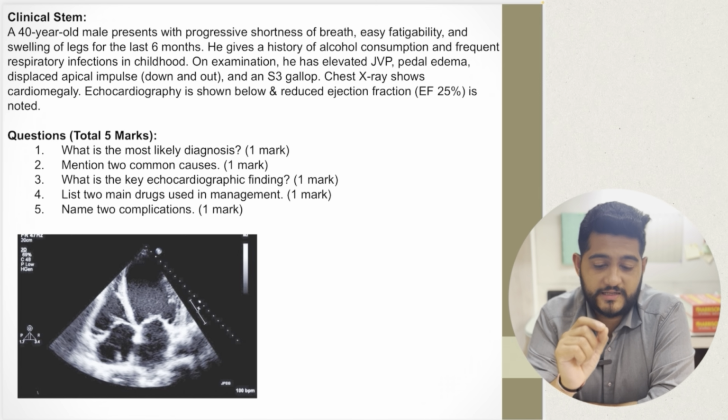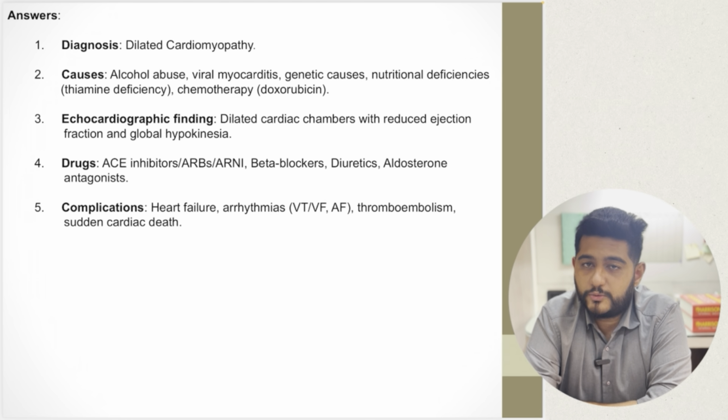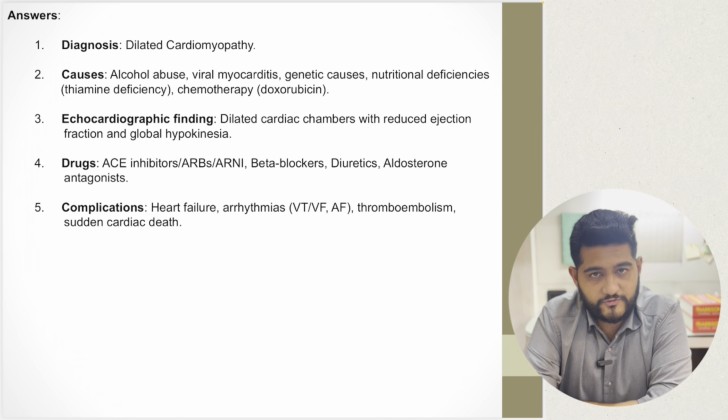And cardiomyopathies again are a very important topic which you should not skip. So the answer here is dilated cardiomyopathy. Causes of course: alcohol being one of the most common, then viral myocarditis, genetic causes, nutritional deficiency of which thiamine deficiency is noted, and chemotherapy. Echocardiographic finding, you can see dilated cardiac chambers with reduced ejection fraction and global hypokinesia. Drugs you can use are ACE inhibitors, ARBs with ARNIs, any one, beta blockers, diuretics, aldosterone antagonists and so on. Complications are of course heart failure, arrhythmias, VT, VF or AF, thromboembolism and sudden cardiac death.